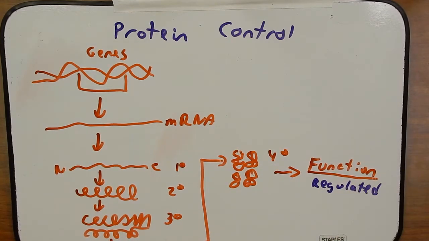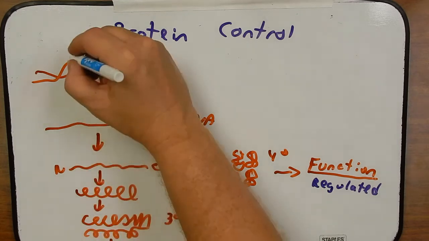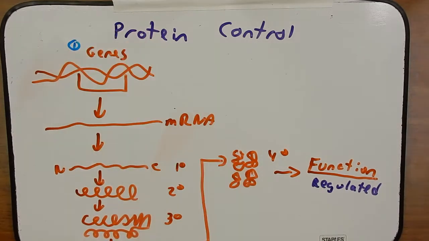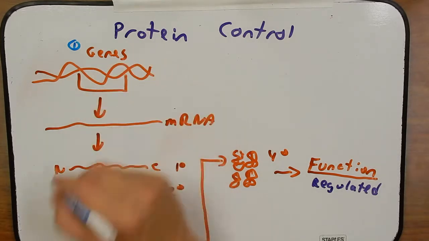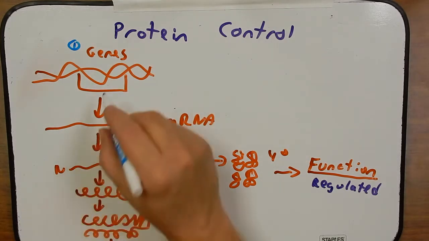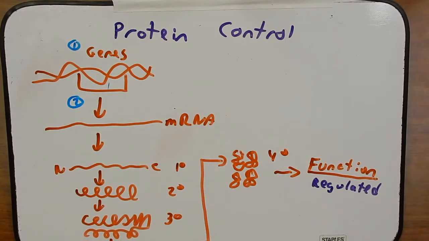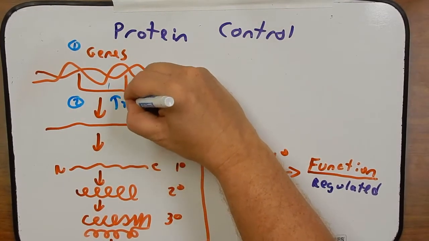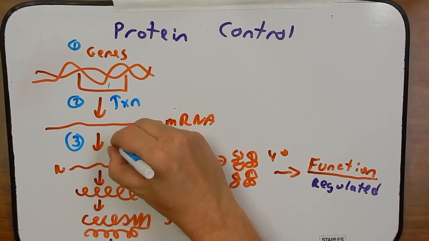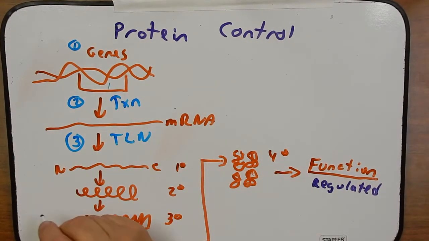Now, we can regulate how this protein will function at many different levels. We can regulate it at the gene level. Does this gene have access to the enzymes necessary to move to the next step of transcription? So we can regulate here at transcription. I'm just going to put TX in. It could be regulated at the level of translation. It could be regulated here at the level of protein folding.